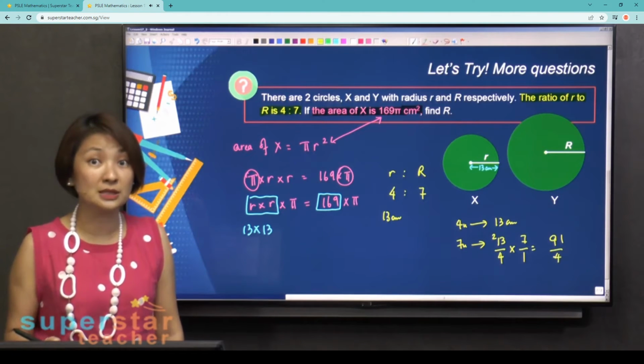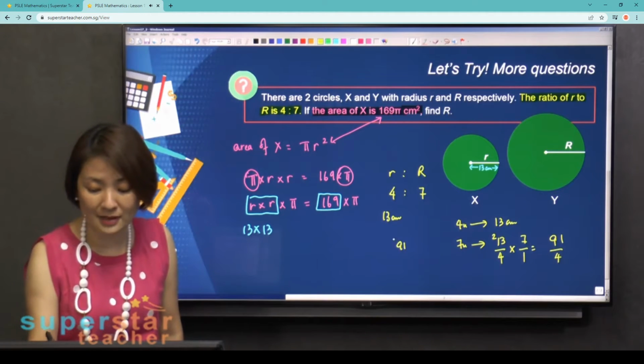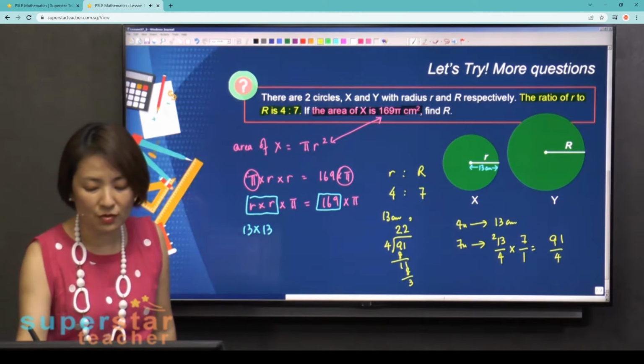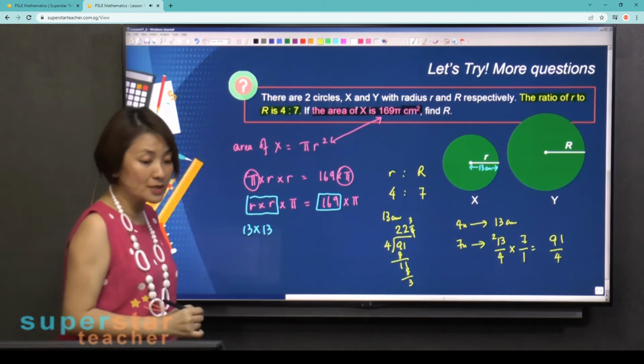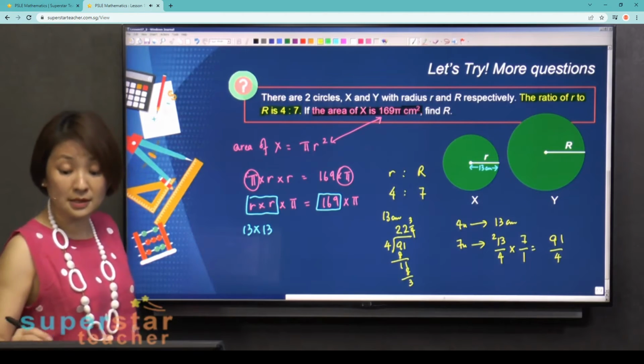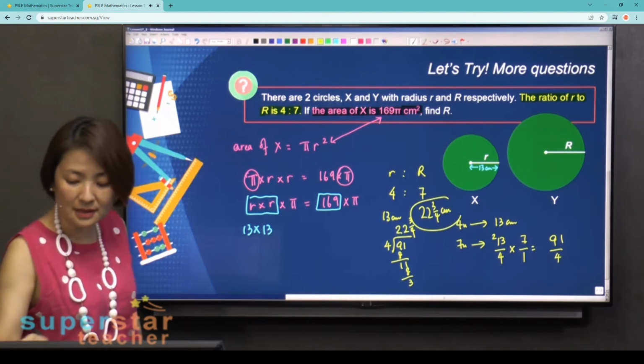Then what are you going to do with this? You're going to change it to mixed numbers. Okay, so that's 91 divided by 4. 2, 8, 11, 2, 8, 3. That's 3 quarter. Okay, so that's 22 and 3 quarter. Is that my answer? Yes, it is. Okay, so this is 22 and 3 quarter centimeters.